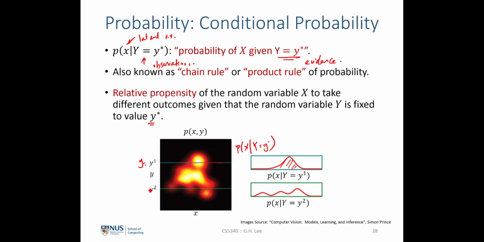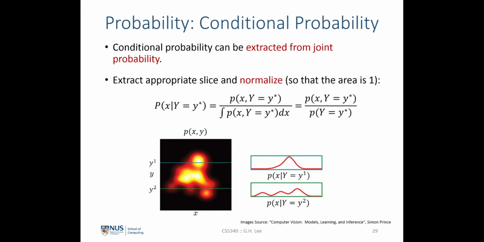So similarly, if we look at the case where y equals y2, that means that we observe that the random variable y takes a state of y2, then the conditional probability of x conditioned upon y equals y2 is this particular slice that corresponds to the state of y equals y2, divided by the total probability under this slice. So this is just to normalize the conditional probability to make it a valid distribution such that it sums to 1.